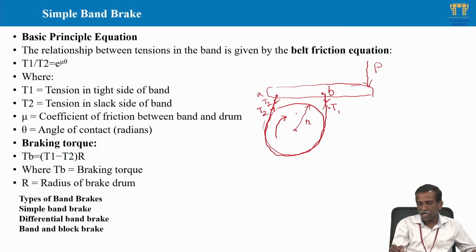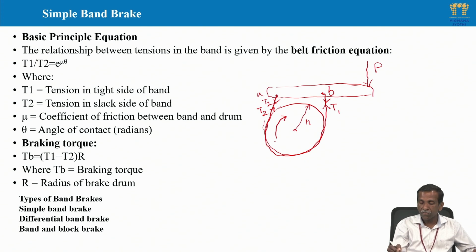Similarly, if it is rotating anti-clockwise, the tight side tension becomes this side, and the slack side becomes B on the band. So the terminology is as usual: T1 is the tension on the tight side, T2 is the tension on the slack side. Mu is the coefficient of friction between the band and drum, and theta is the contact angle.